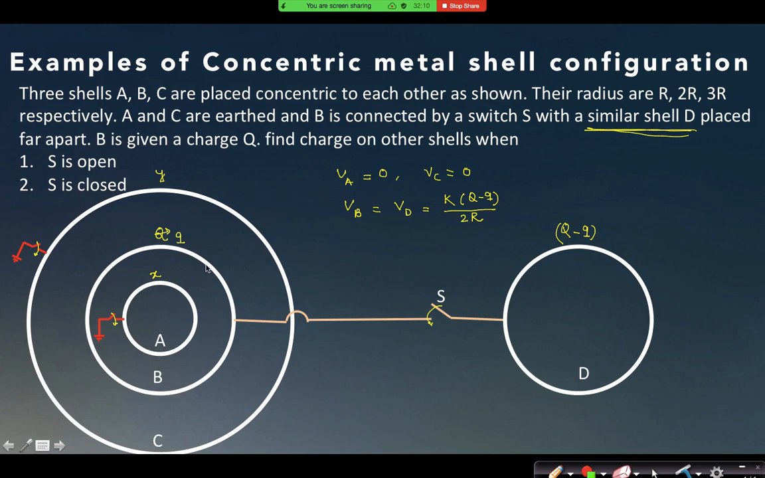So from this, we can find the value of VB and the value of VD, and if we equate them, then we can find another equation. So from these three equations, if you solve, you will find your answer.